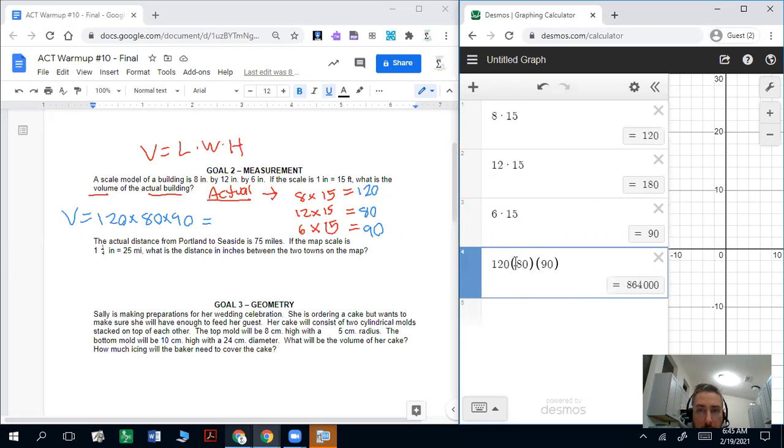Oh, that's 180, not 80. So let me put that 1 in there. So that's a big number, 1,944,000. Volume is measured in cubic, whatever the unit is. So this is feet, so we'd say feet cubed.